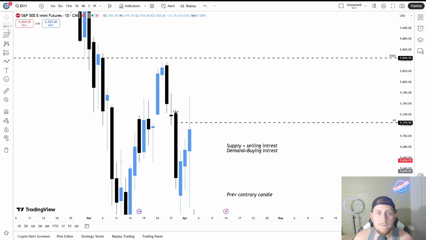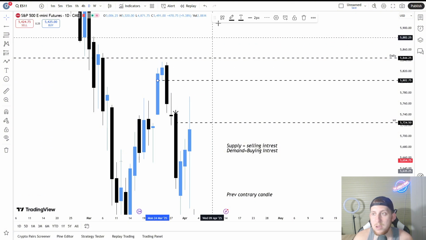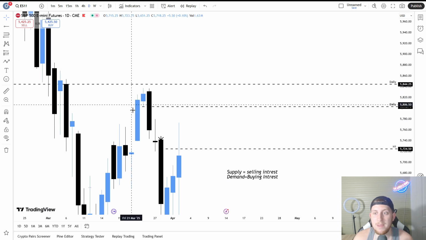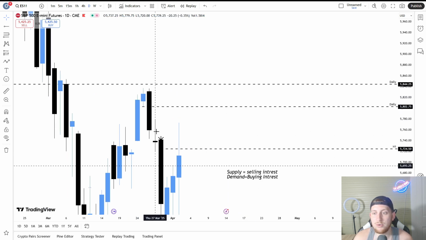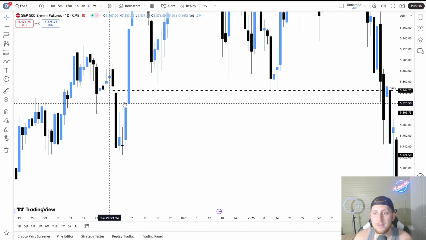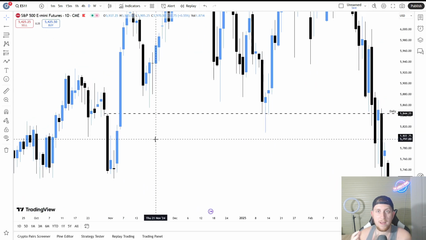And now look, if you wanted to find a supply on the daily, go here, put daily, and you're looking for the same thing: that previous contrary candle. Then we had a drop down. There is a daily supply. This would be our daily demand. Notice how I found it on the H1, the M5, and the daily super fast.